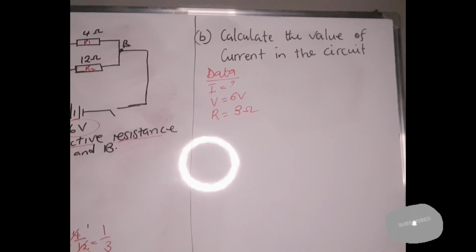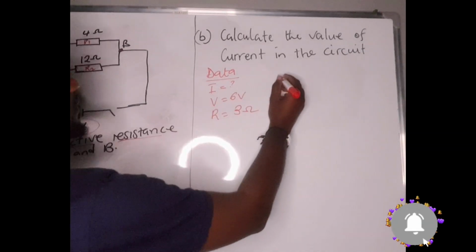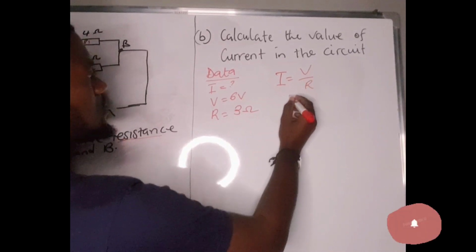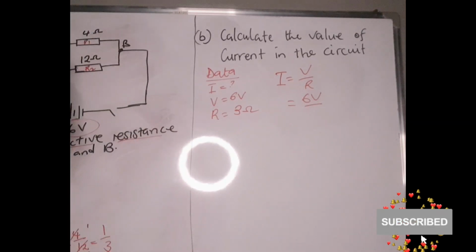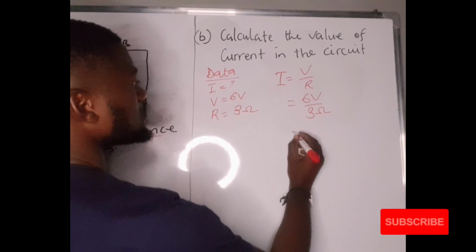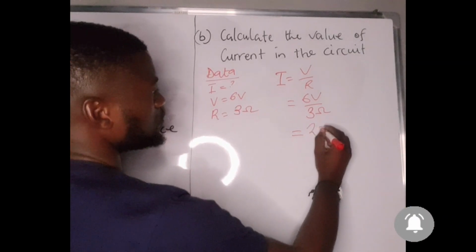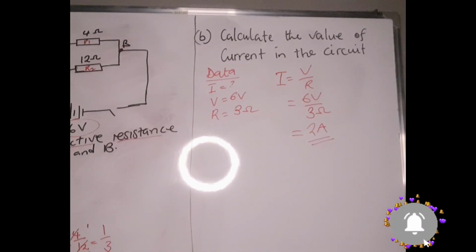So now what we have to do here is to calculate the current. Current is equal to voltage over resistance. So our voltage, which is 6 volts, divided by the resistance, 3 ohms, you are going to have 2 amps. So the 2 amps is the current which is flowing in the circuit.